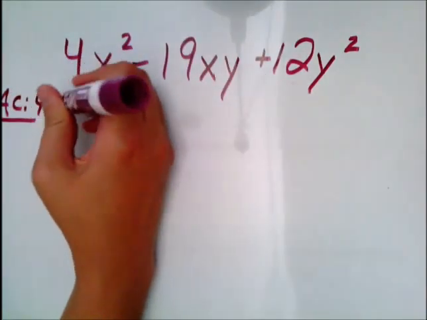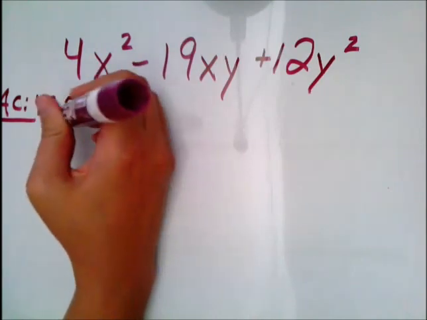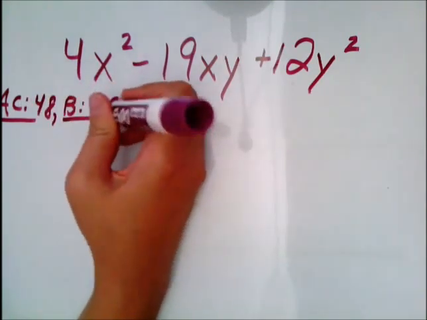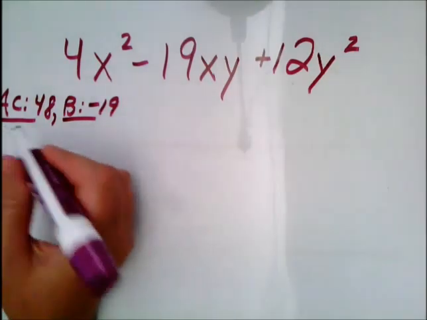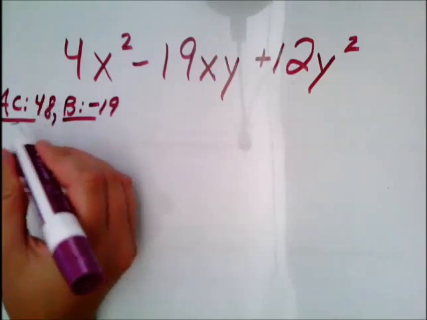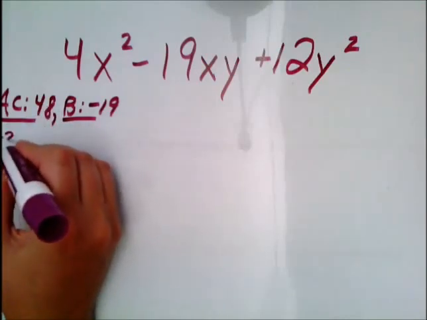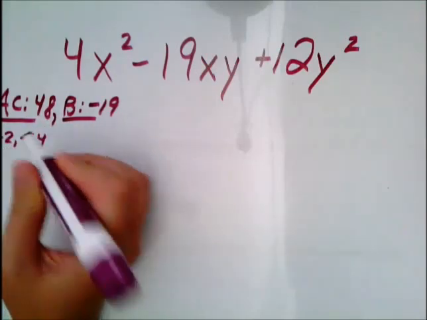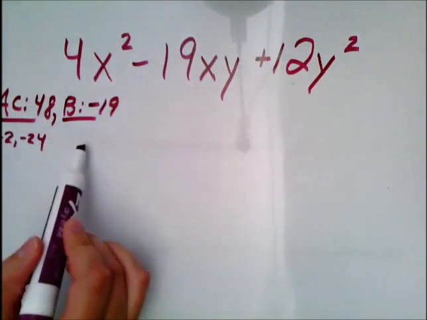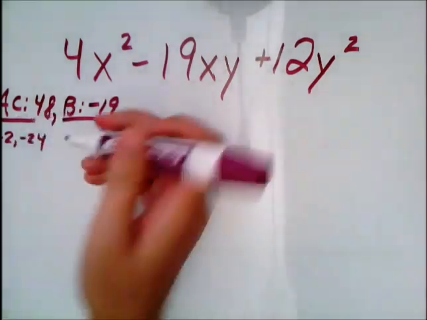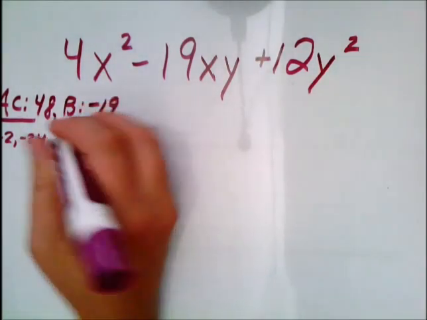So AC is 48. We need two factors of 48 that add to B, our middle term, which is negative 19. So I'll start writing down some factors of 48 and see if we can find them. I think 2 and 24, that would be like splitting 48 in half. Now I think all of our factors are going to have to both be negative because I need them to multiply to positive 48 but add to negative 19. So that adds to negative 26, so that doesn't quite work.